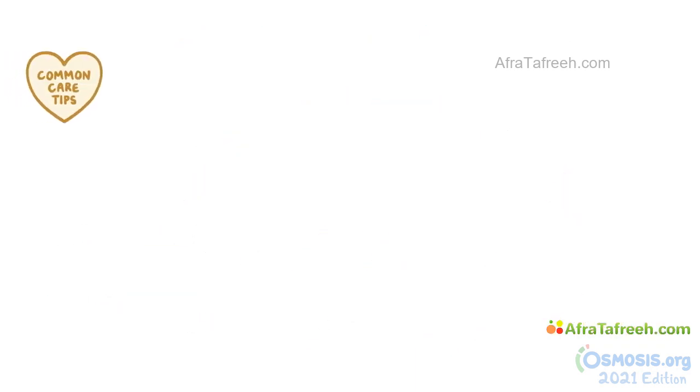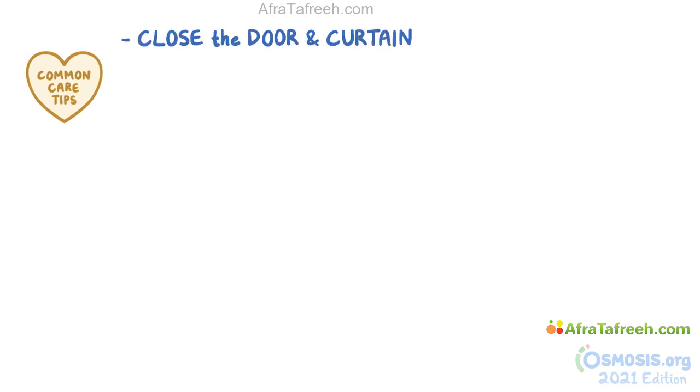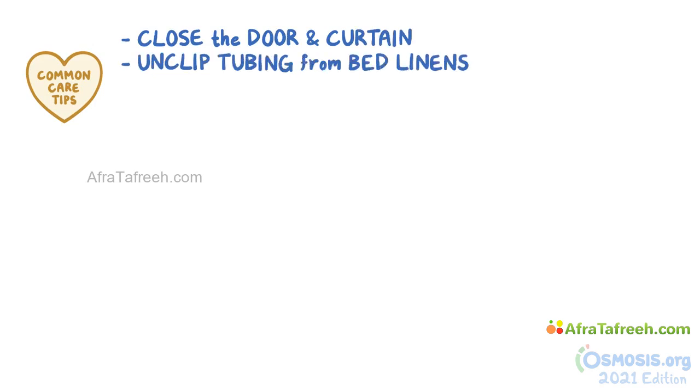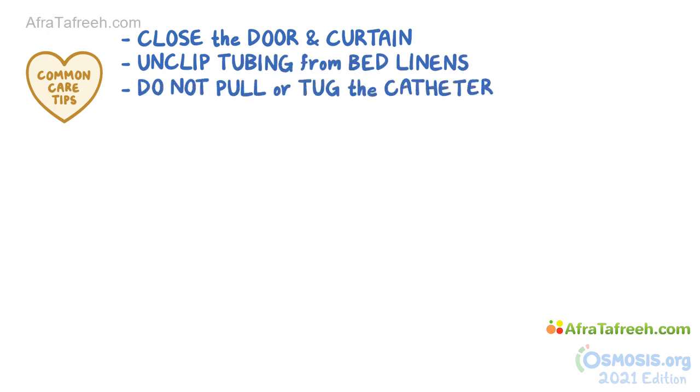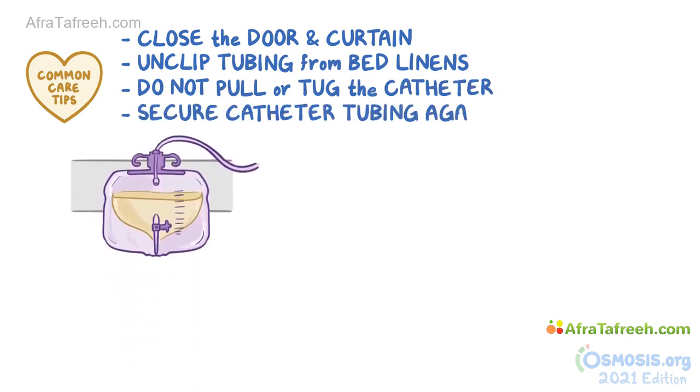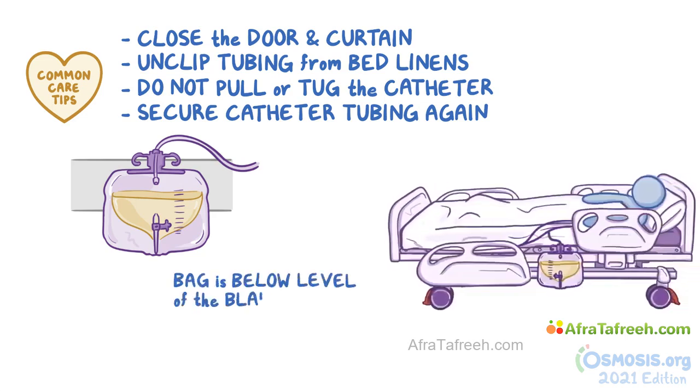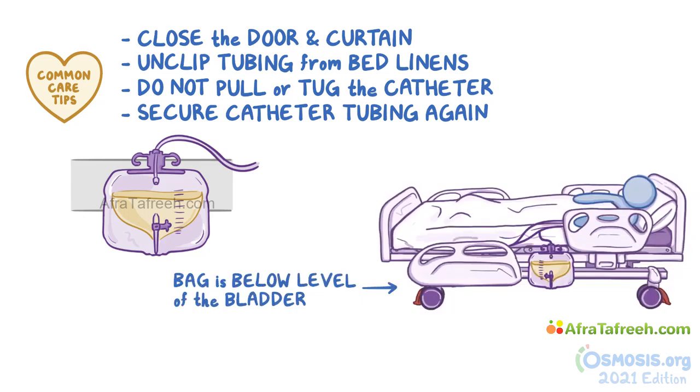Before we talk about how to provide the best catheter care, here are some general considerations. Remember to close the room's door and bedside curtain and respect the client's privacy. Before beginning the procedure, unclip the catheter tubing from the bed linens. When caring for a client, make sure you do not pull or tug on the catheter. When you're finished, secure the catheter tubing again, and make sure that it doesn't have any kinks, and that the client is not lying on top of it. You also need to make sure that the drainage bag is placed below the level of the bladder, to prevent the urine from flowing back into the bladder.